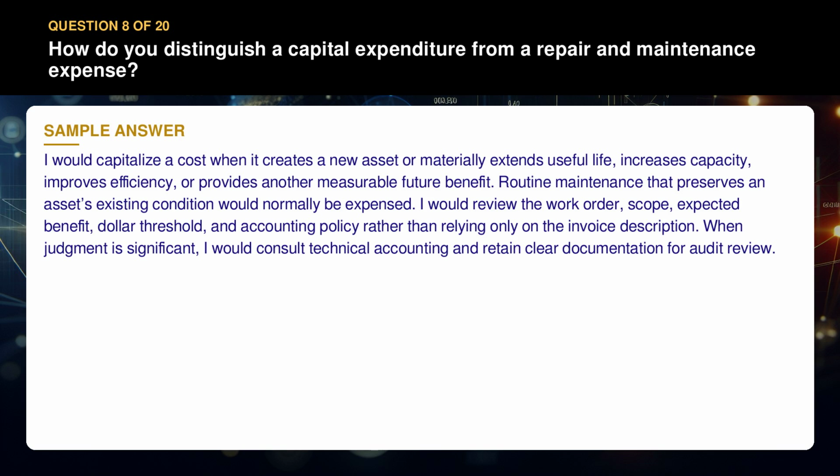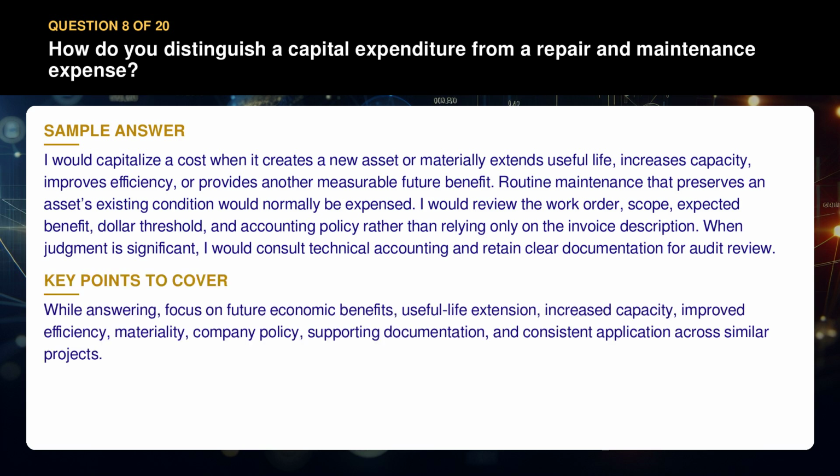I would review the work order, scope, expected benefit, dollar threshold, and accounting policy rather than relying only on the invoice description. When judgment is significant, I would consult technical accounting and retain clear documentation for audit review. While answering, focus on future economic benefits, useful life extension, increased capacity, improved efficiency, materiality, company policy, supporting documentation, and consistent application across similar projects.